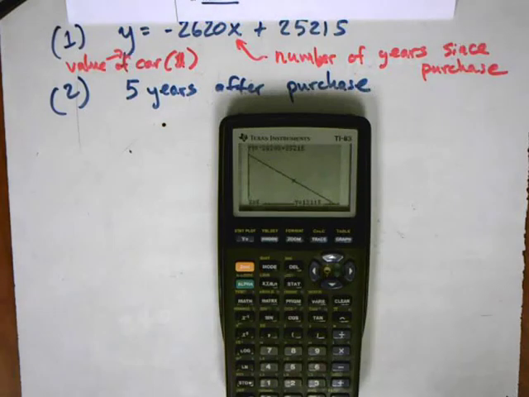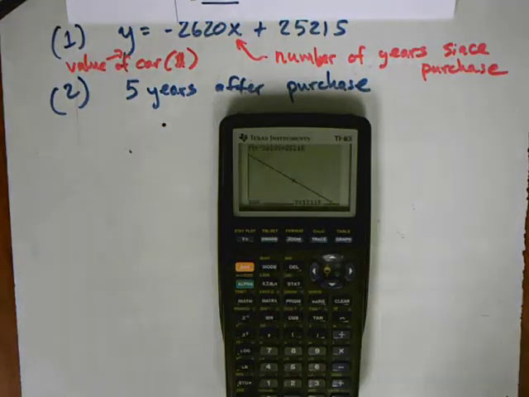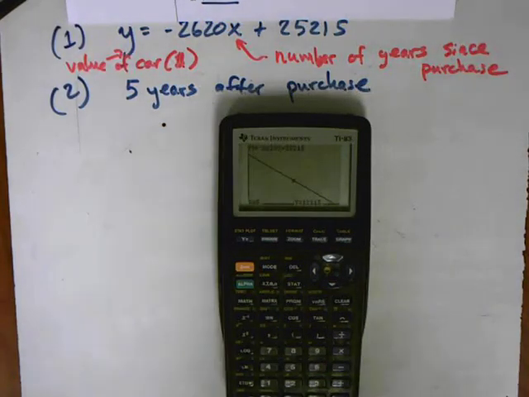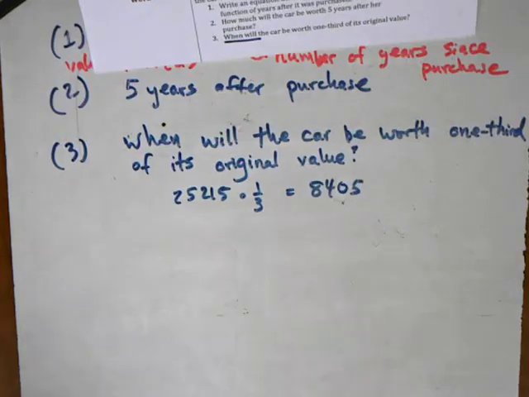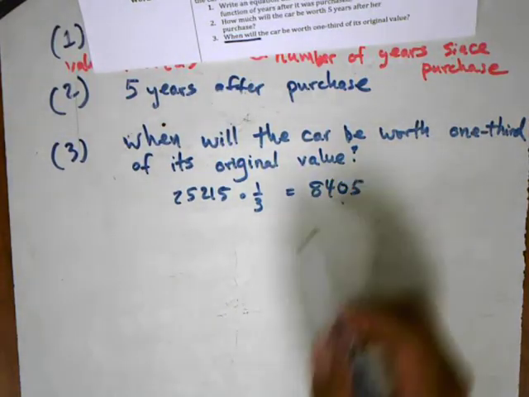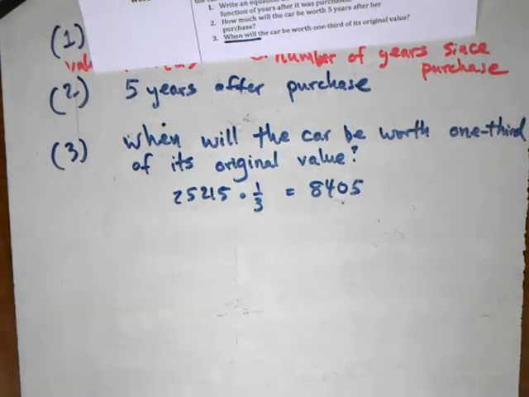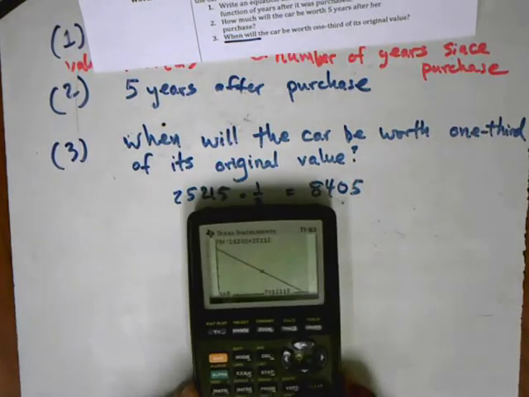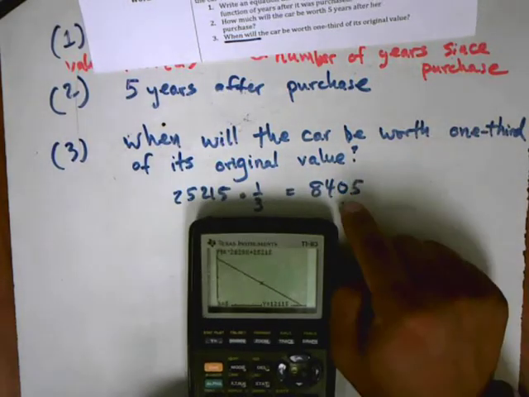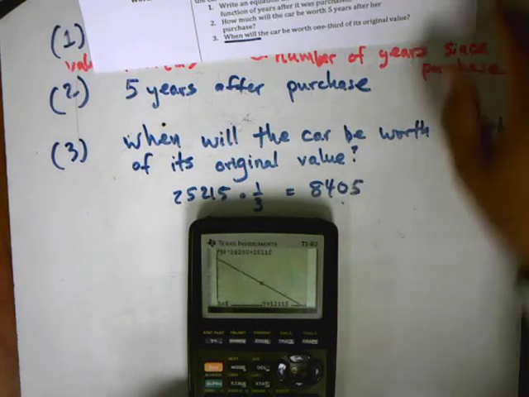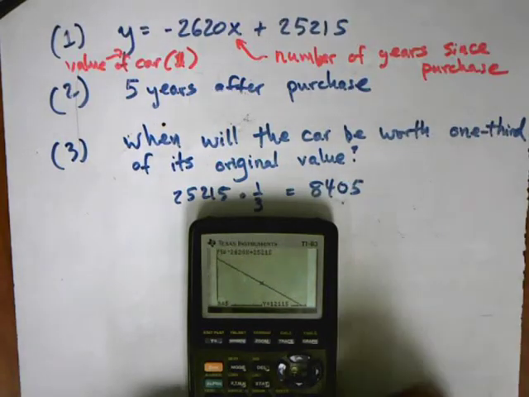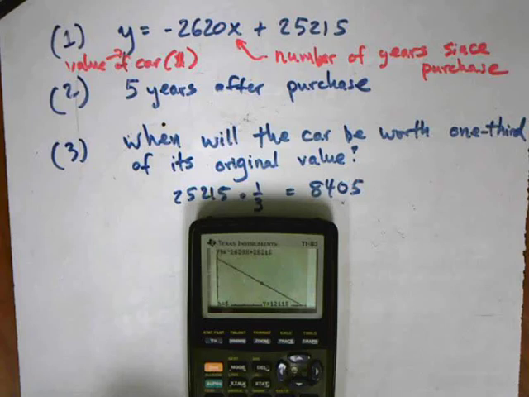Okay, so that's the answer that we got algebraically. And for part 3, where it's asking how long will it take for it to be worth 1/3 of its price. Okay, so it's asking how long will it take until the car is worth 1/3 of its original value, and we know that 1/3 of its value is $8,405. And this time we're given the y value. This is the y value because it's the worth of the car, and we're asked to find the x value, in other words, the number of years.